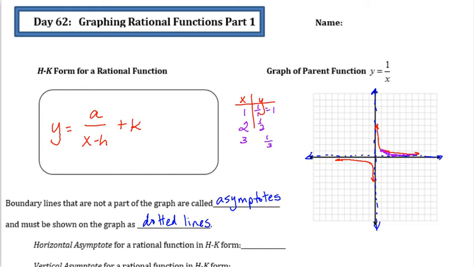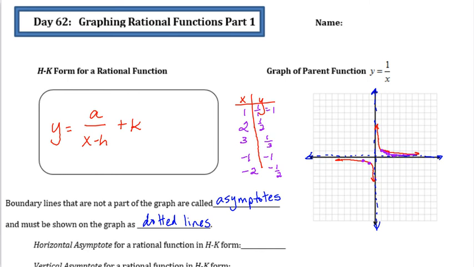Okay? What would happen if you input -1 into here? If you input -1 in for x, you would have 1 over -1, which is -1. So that's why (-1, -1) exists on this graph. Similarly, if you were to input -2 into here, it would be 1 over -2, or -1/2. So that's why -2 has an output of -1/2. Okay? So that's how that algebra causes this graph.